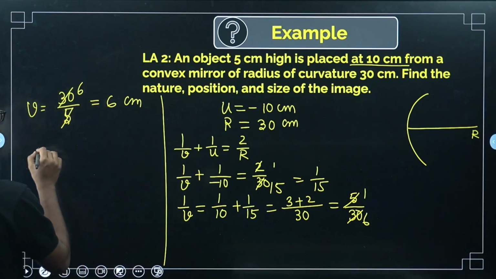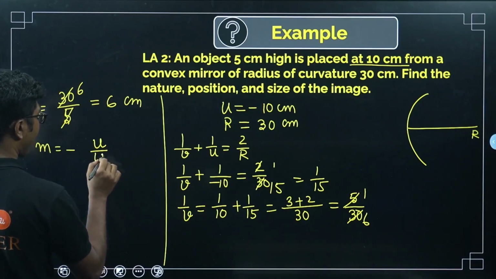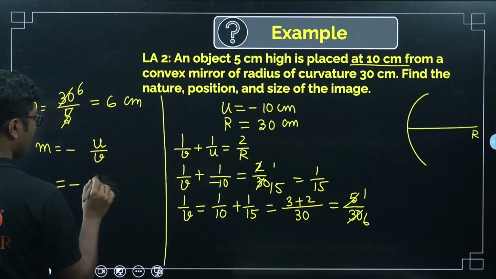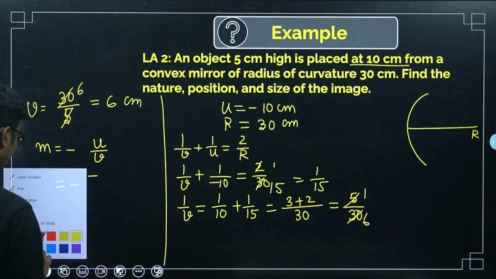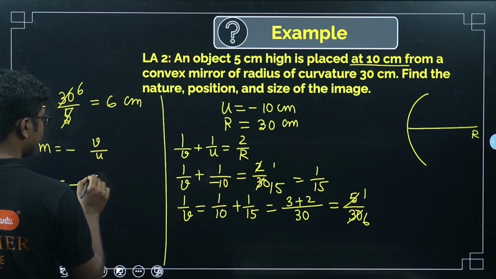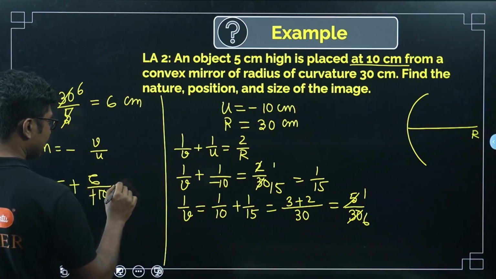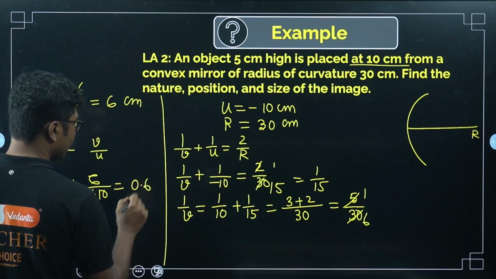Now we know that magnification is minus V by U. What I am saying? Minus V by U. V is 6 centimeter and U is minus 10 centimeter. So the minus signs cancel, and it will be 0.6, right?